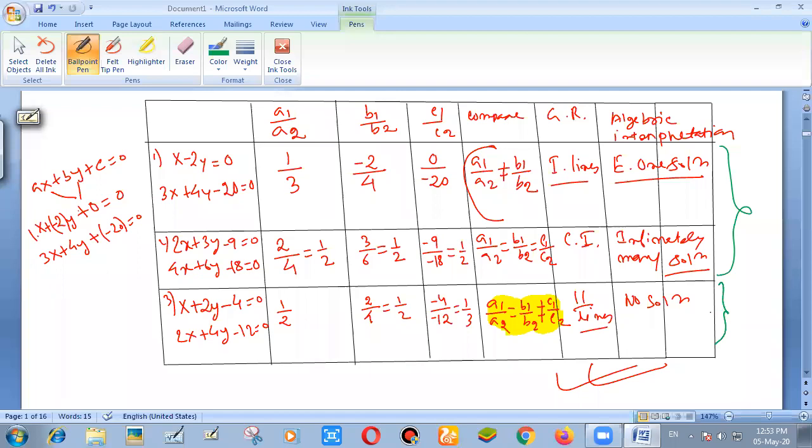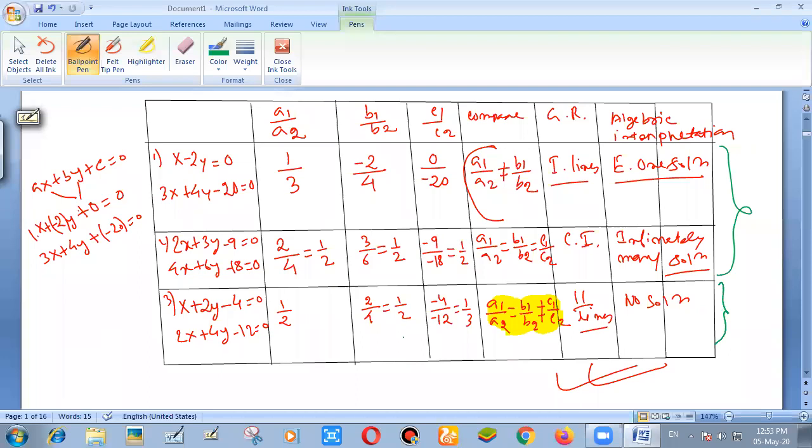Okay. See page number 45. Just now I told you to underline this one. A pair of linear equations which has no solution is called an inconsistent pair of linear equations. Have you seen? Yes.